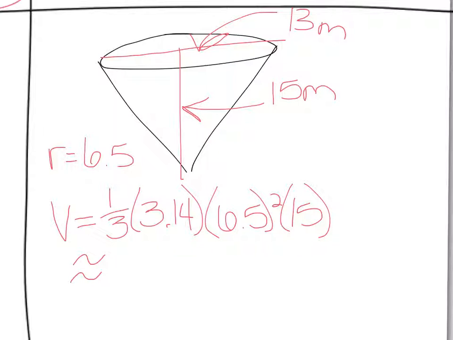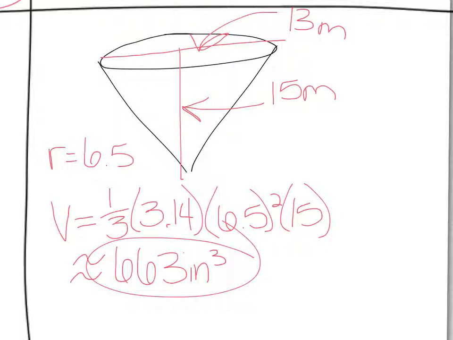All right, Sam, rounded to the nearest whole number. What did you get for the volume? 663 inches cubed. Very good. Complete with beautiful units. 663 inches cubed. You guys, meters cubed, not inches cubed. Meters cubed.